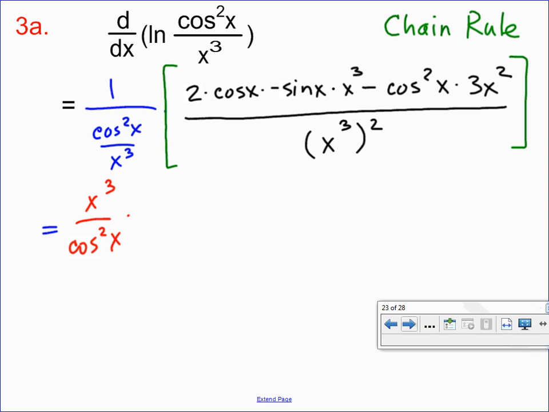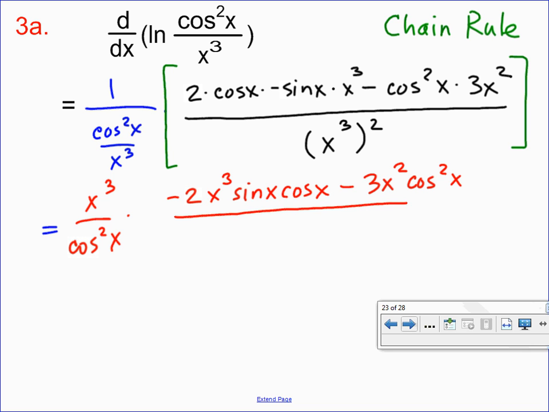And we can go ahead and rewrite this again as a single fraction, but now let's go ahead and put this as negative 2x cubed sine x cosine x minus 3x squared cosine squared x all over x to the 6th.